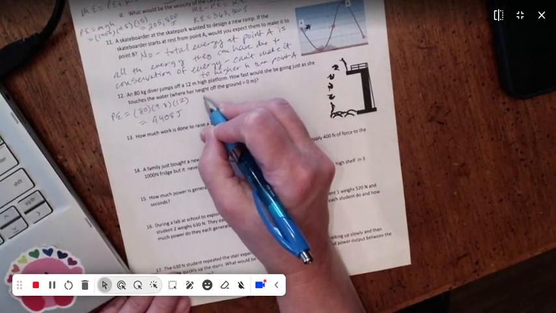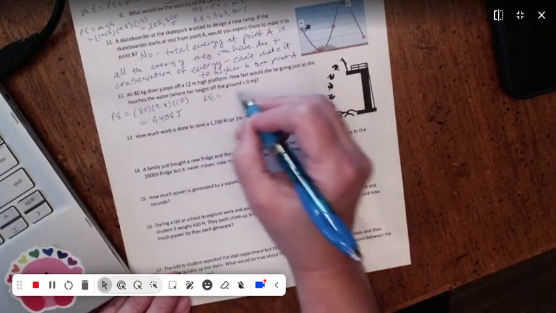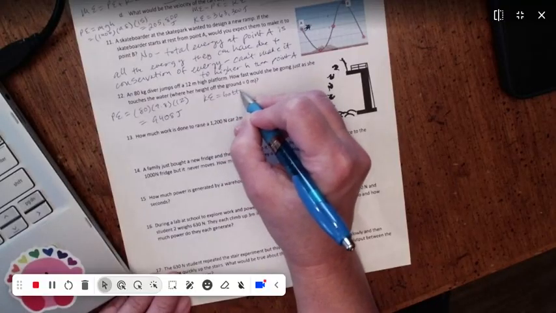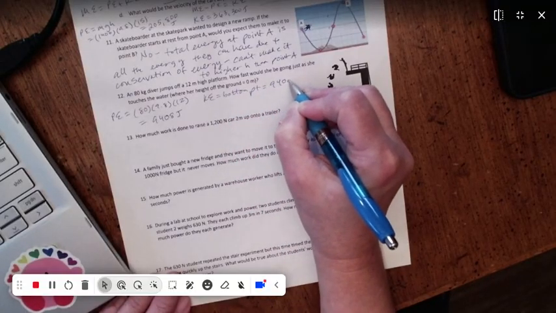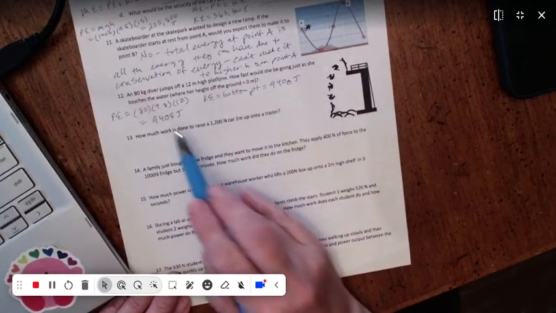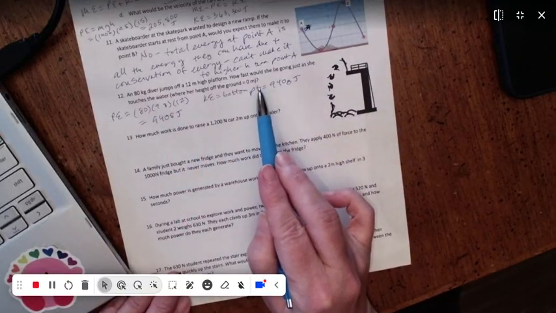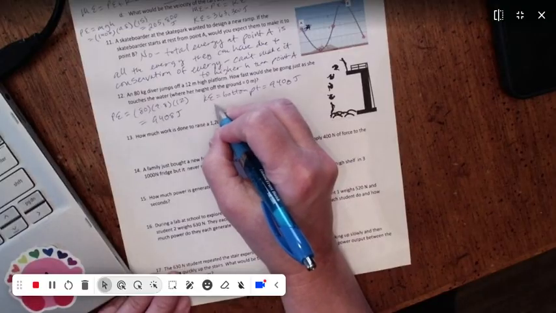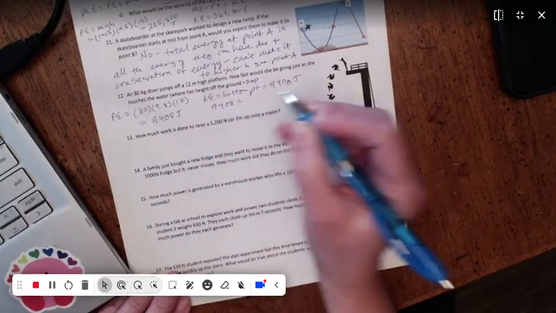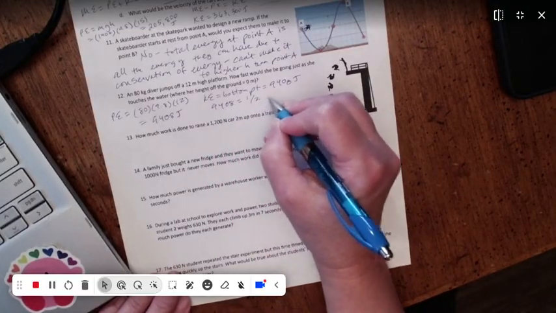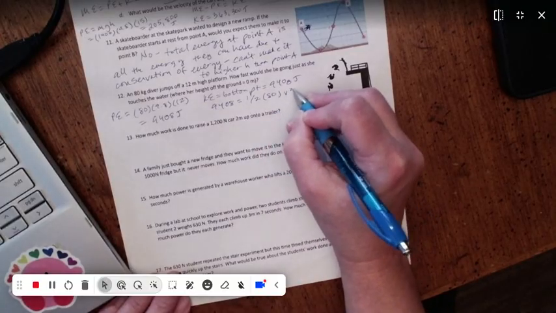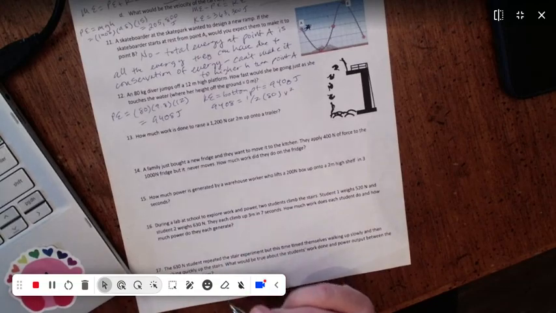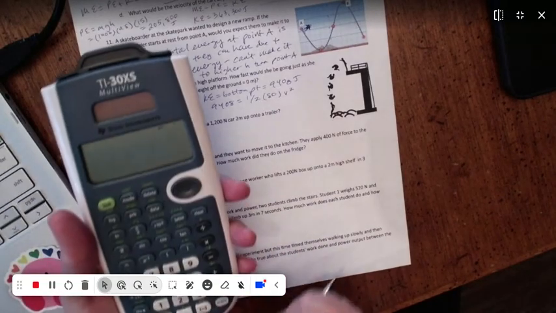Okay, so her kinetic at that bottom point is going to be 9408 joules, because now all that potential has become kinetic. And then I can say 9408 equals 1/2 times 80 kilograms, that's her mass, times v squared, and solve for velocity. So let's just do it real quickly like that.